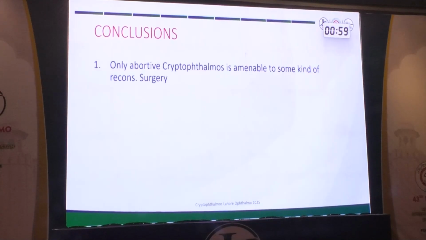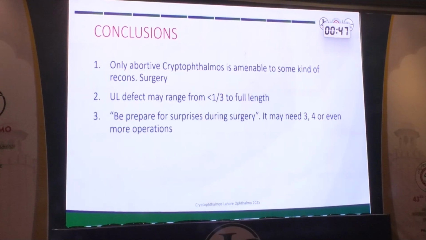So in conclusion, I would say only a type of cryptophthalmos is amenable to some kind of surgery. Upper lid defect may range from less than 1/3 to full length. Be prepared for surprises during surgery. It may need 3, 4, even more operations that you have to keep in mind.